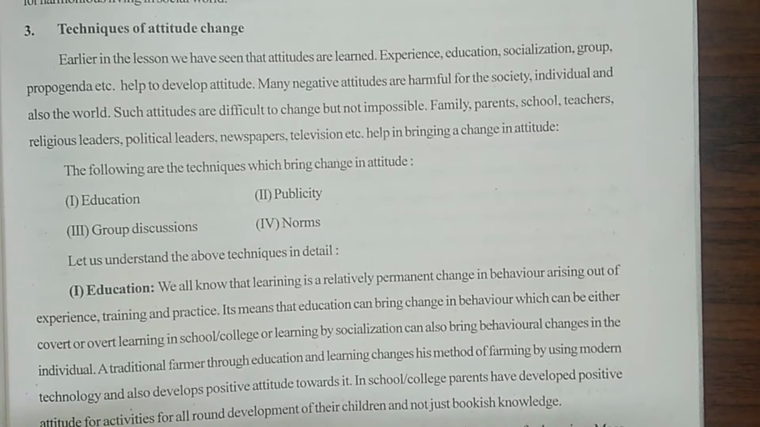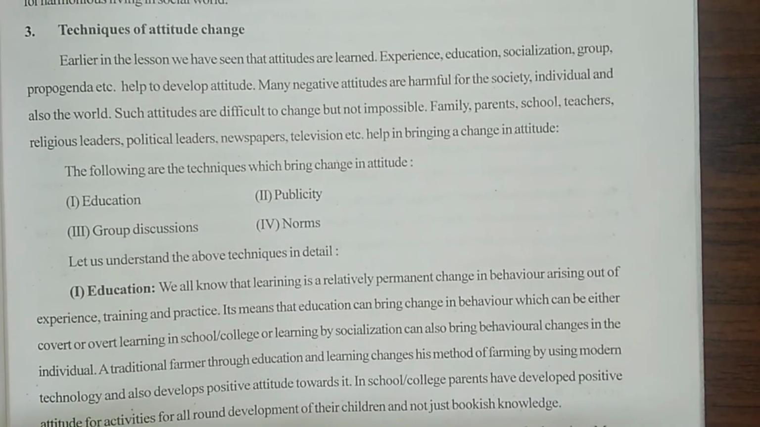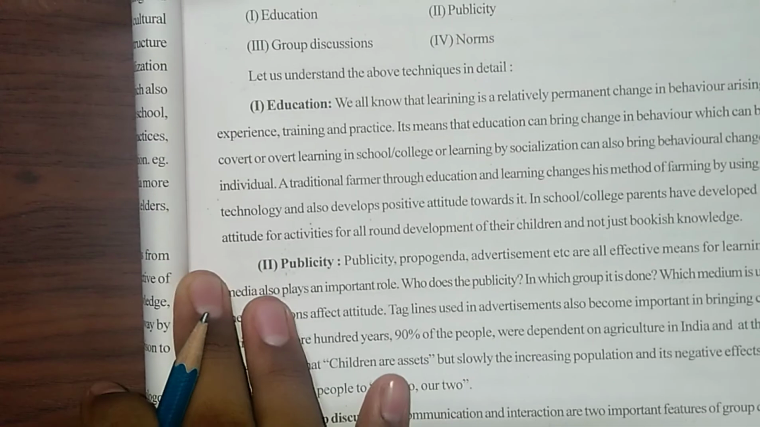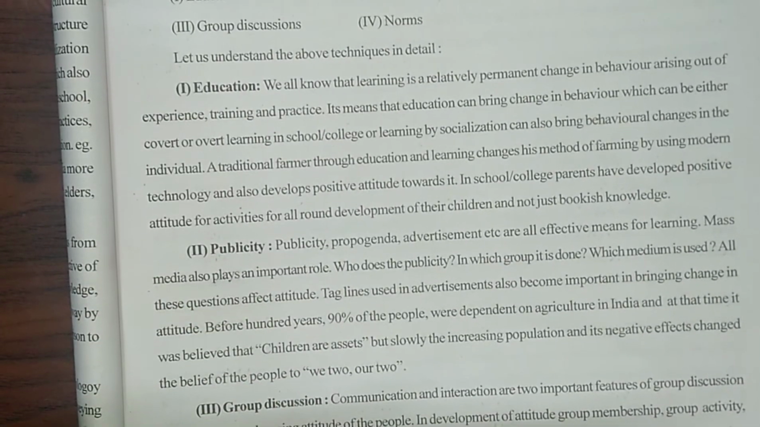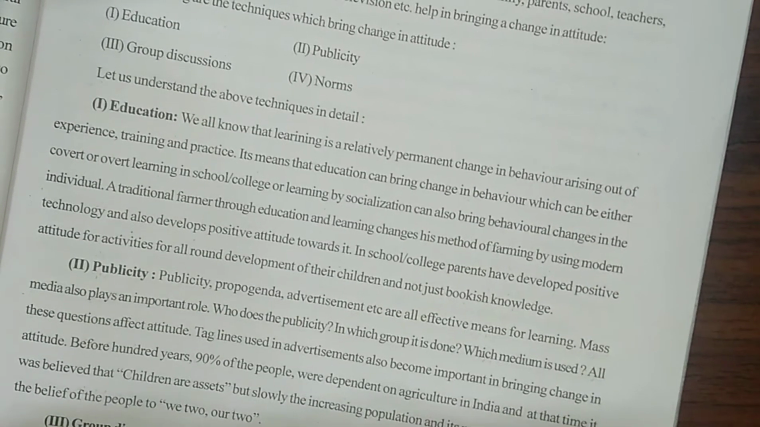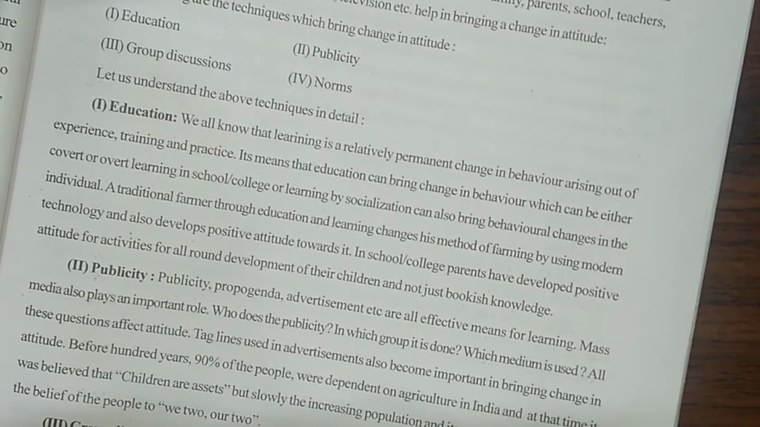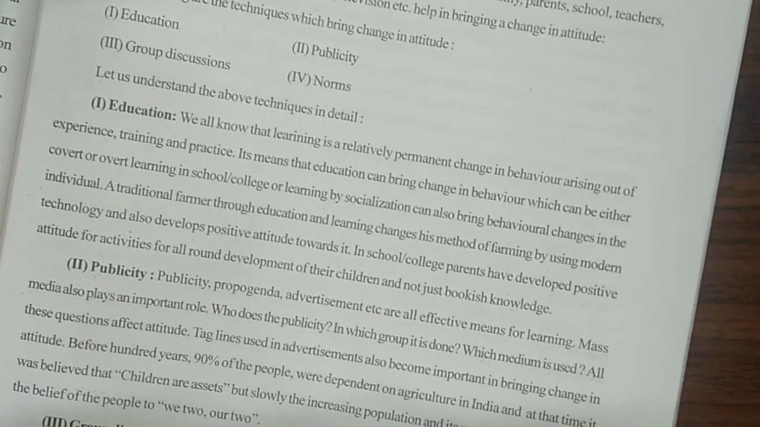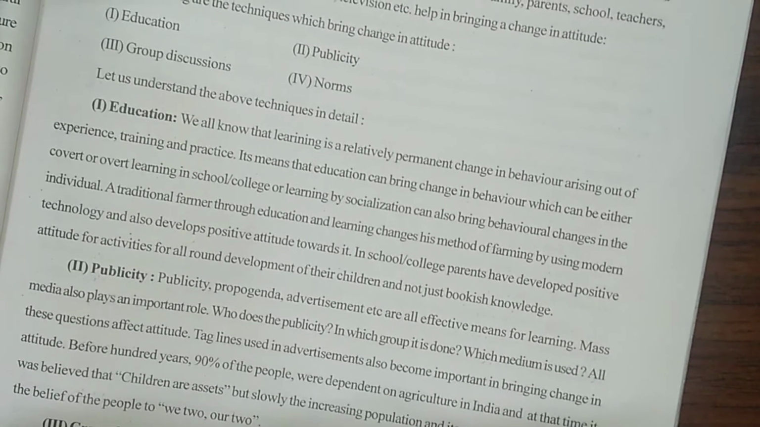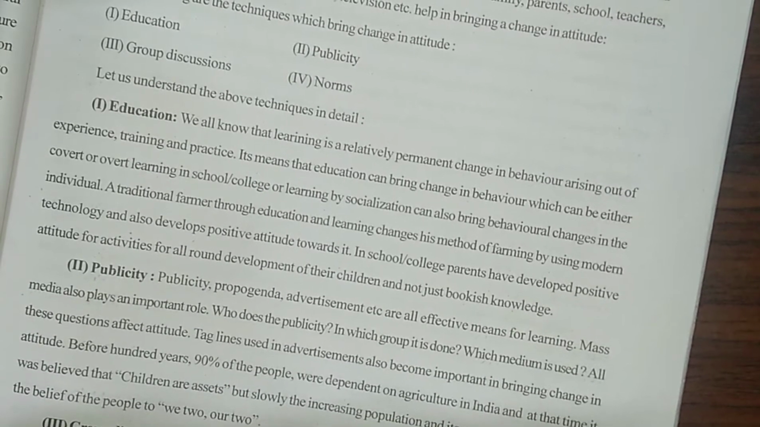The following are the techniques by which to bring a change in attitude: education, publicity, group discussion, and norms. Let us understand these techniques in detail. So, education. We all know that learning is a relatively permanent change in behavior arising out of experience, training, and practice. It means that education can bring a change in behavior which can be either covert or overt. Learning in school or college, or learning by socialization, can also bring behavioral changes in the individual. A traditional farmer, through education and learning, changes his method of farming by using modern technology and also develops a positive attitude towards it.